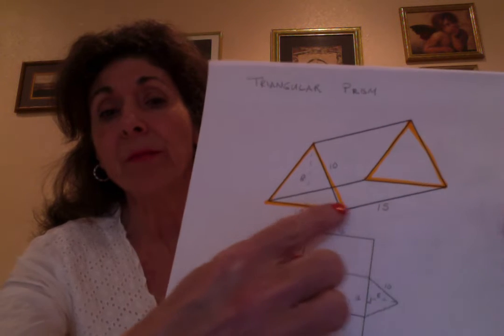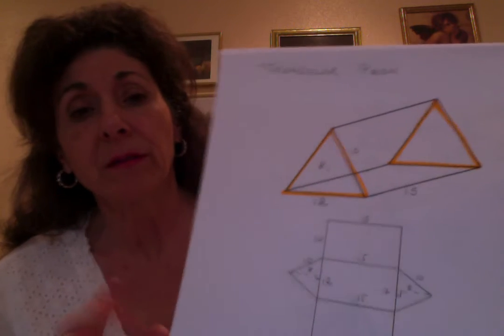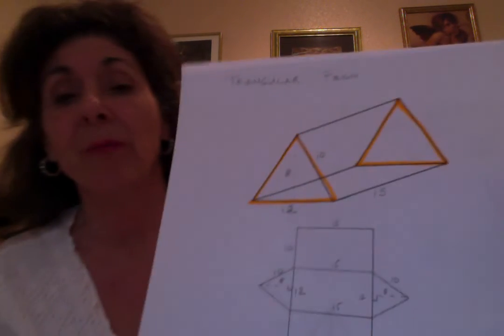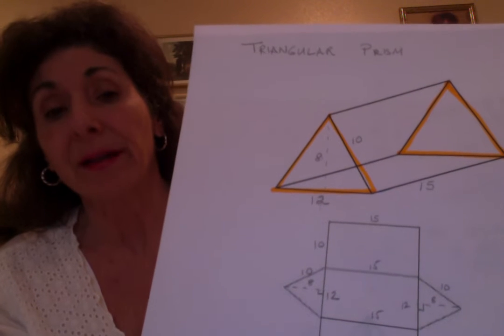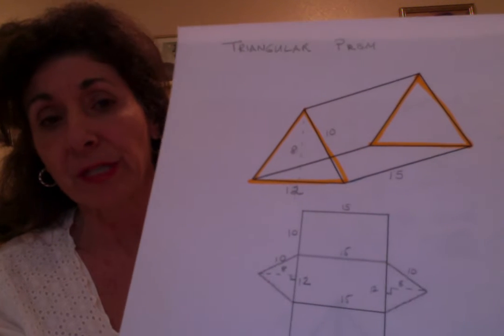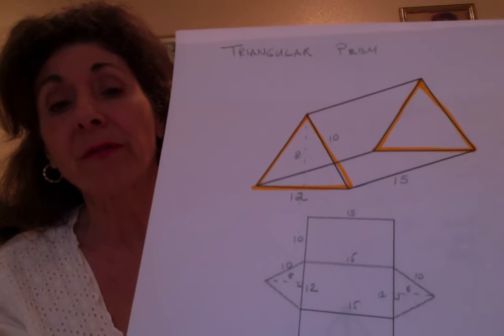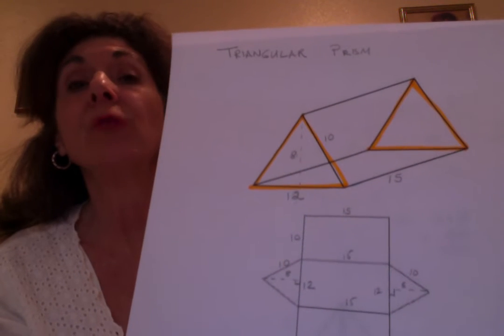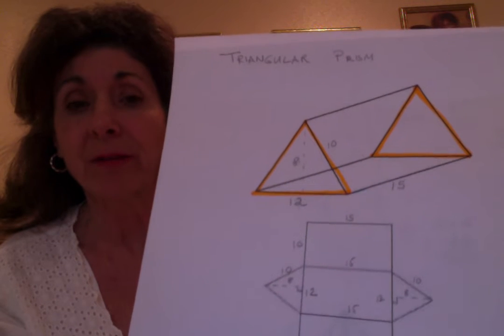One is the bottom, and its dimensions are 12 by 15, excuse me. And then we have the 2 sides whose dimensions are 10 by 15. To get the surface area, you have 5 areas total: the 2 triangles in the front and the back, and then the 3 rectangles.